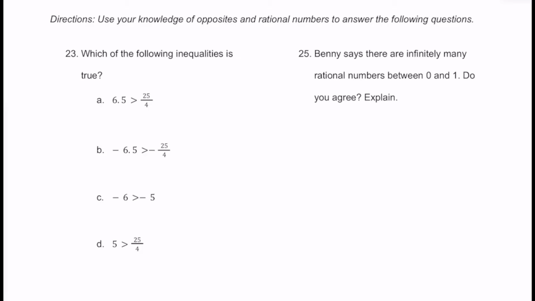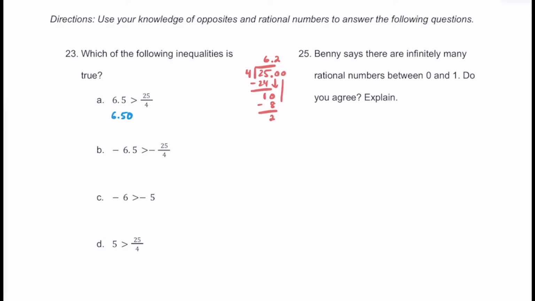So I'm going to go ahead and just say, well, I know here that 6.5 is the same thing as 6.50. And then if we take a look at this 25 fourths, we can go ahead and divide that down. 25 divided by 4 is going to be 6, since 6 times 4 is 24, with a remainder of 1. We can add a decimal and a 0 here, and then 4 into 10 is 2 times. 2 times 4 is 8. 10 minus 8 is 2.